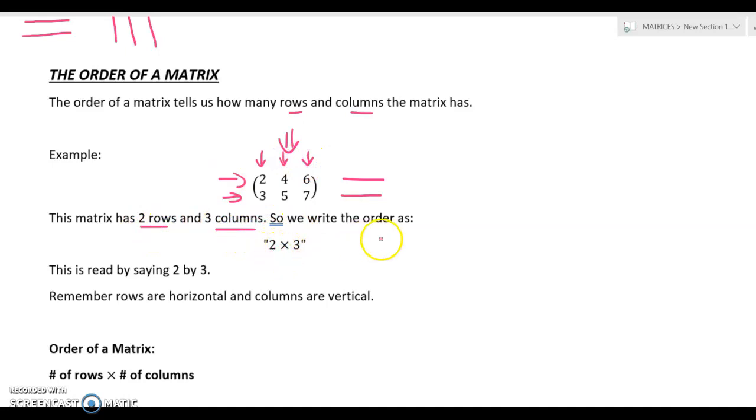We write the order as 2 by 3. And this is how we say it, 2 by 3, right? Now we always write the number of rows first, and then we write the columns after. So it's always the number of rows by the number of columns. So if it's 2 rows, like in this case, and 3 columns, it's 2 by 3, right? So this here is important to note: the order of a matrix is the number of rows by the number of columns.